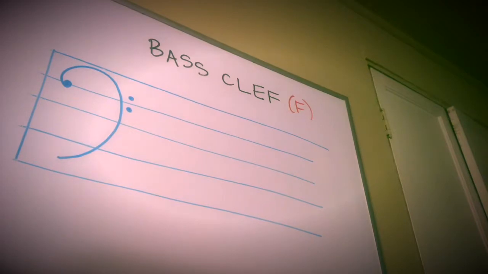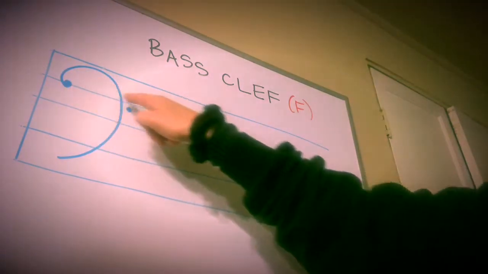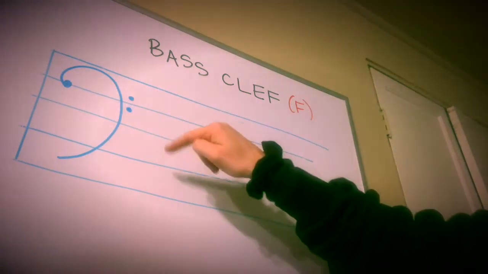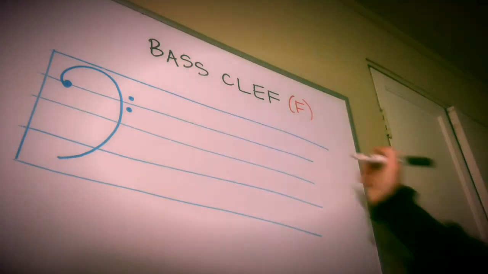The bass clef can also be called the F clef because the fourth line of the bass clef staff, which runs through the two dots of the bass clef sign, is the F line.